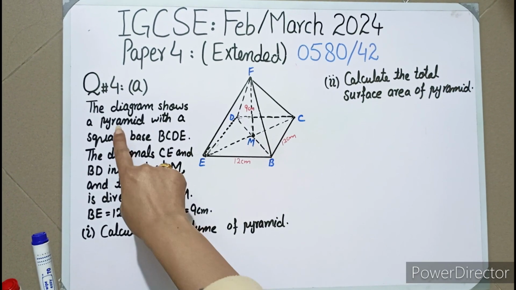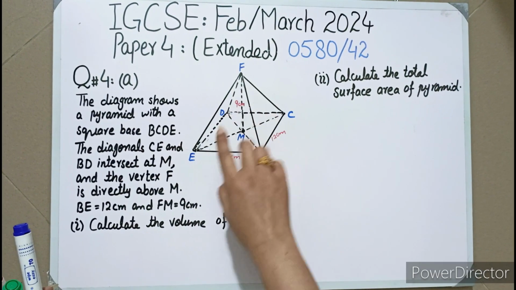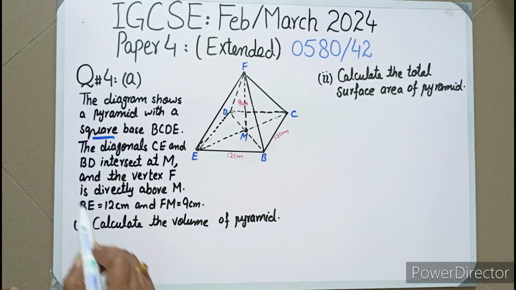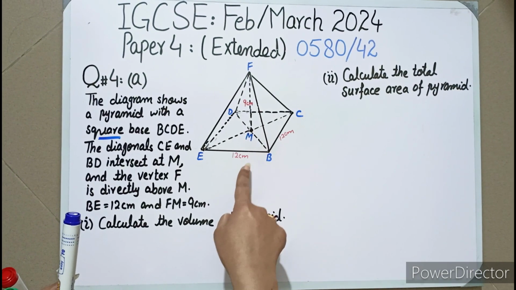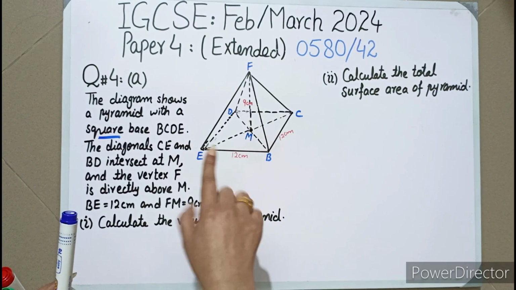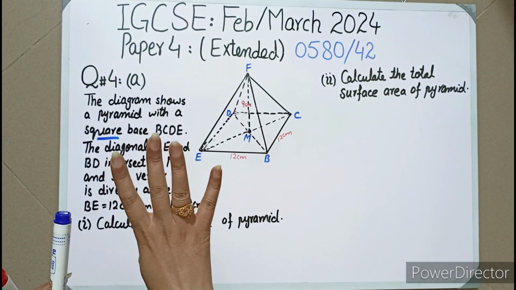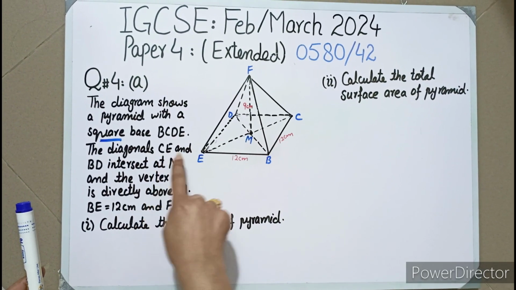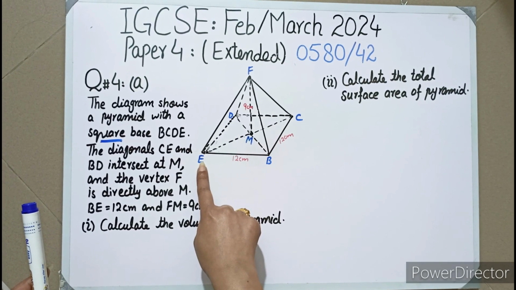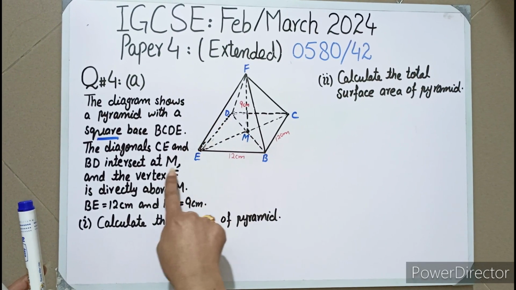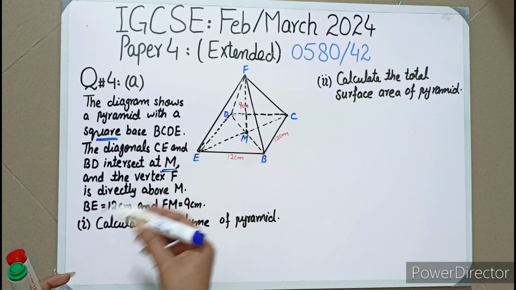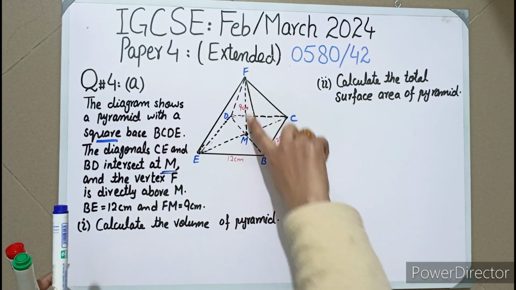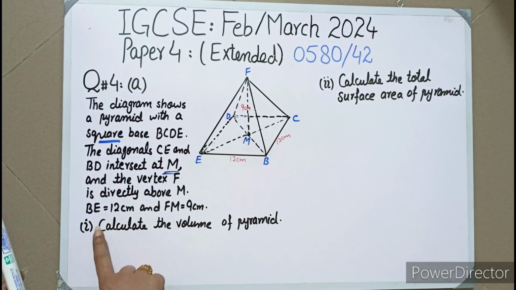The question says a diagram shows a pyramid. This is a pyramid with a square base. You have to focus here on the word square. Pyramid is composed of 5 things, 4 triangles and 1 square. That is the square base. The diagonal CE and the diagonal BD intersect at M, which is mentioned in the figure. And the vertex F is directly above M.